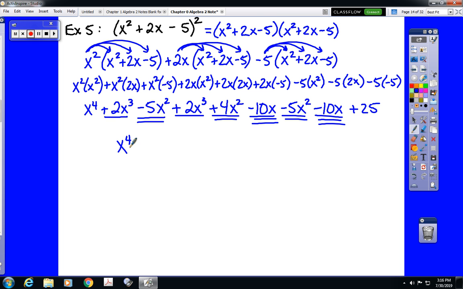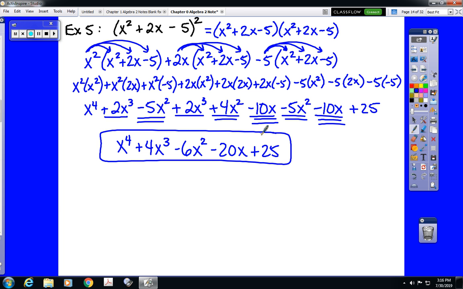Final answer would be x to the 4th plus 4x to the 3rd. X squareds, we have negative 6 total, minus 20x plus 25. This completes the notes for Chapter 0, Section 2.